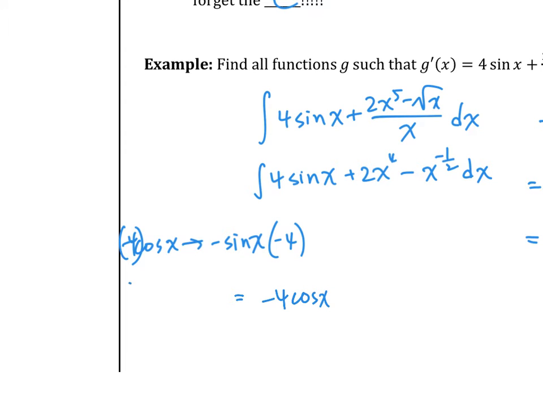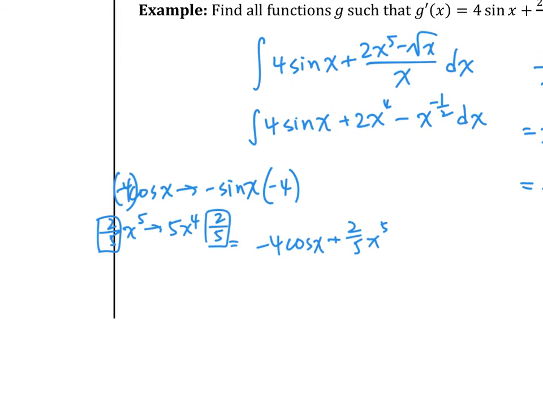All right, next part, 2x to the 4th. I'm going to make a guess and say that it should have been x to the 5th. Take the derivative, 5x to the 4th. Again, I don't want the 5, I want that 2. So I'm going to get rid of the 5, add the 2. So this is going to be 2/5 x to the 5th.